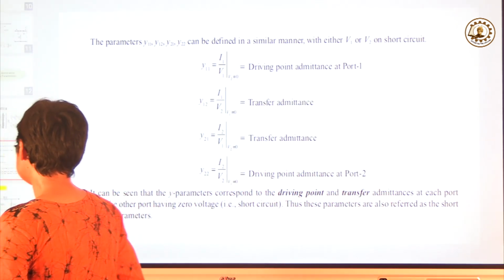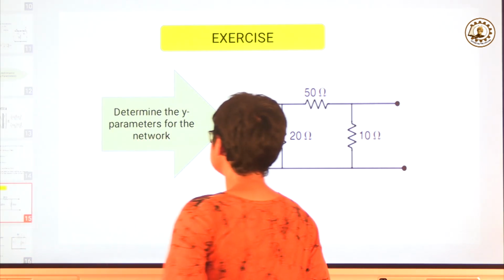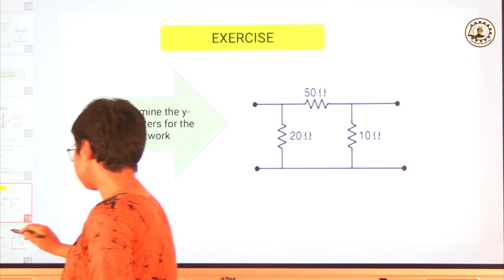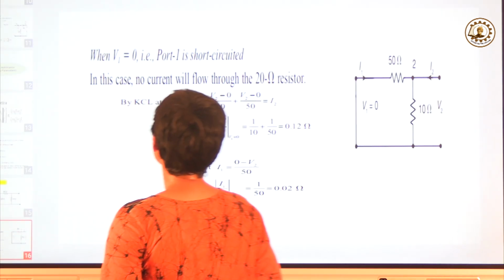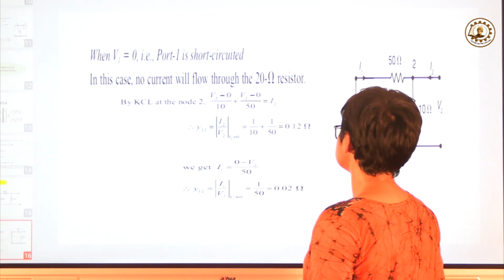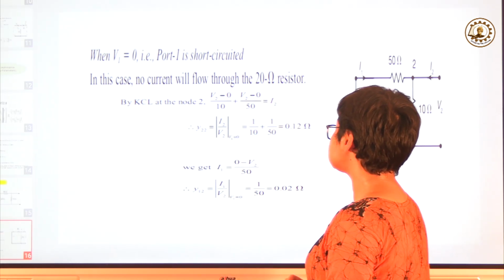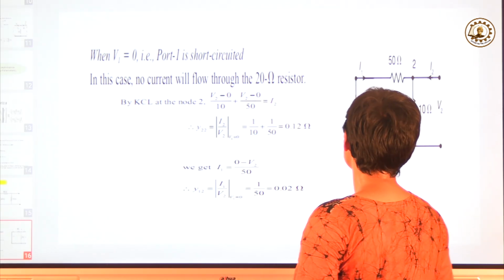Next we will try to solve this sum. Determine the Y parameters for the network. So here first we will make V1 equals to 0, that is, port 1 short circuited. In the previous case we had open circuited, here we will short circuit.